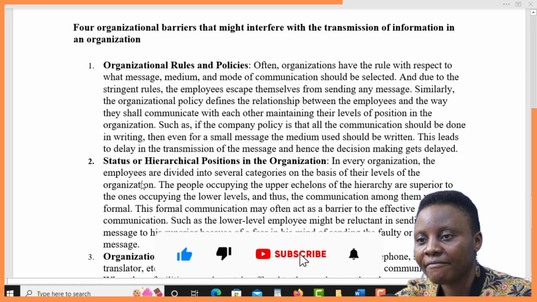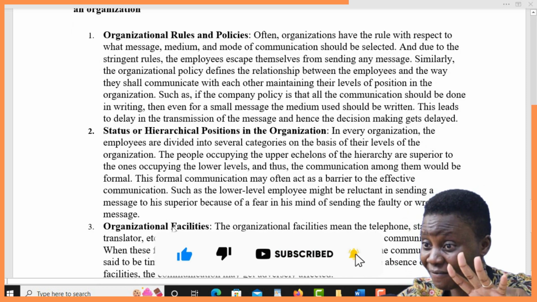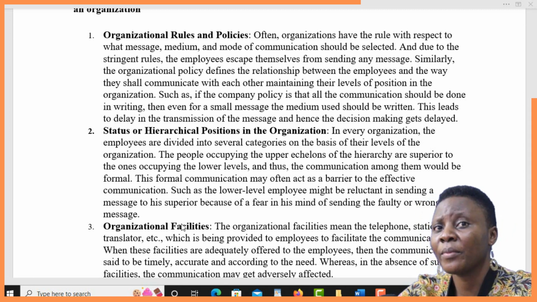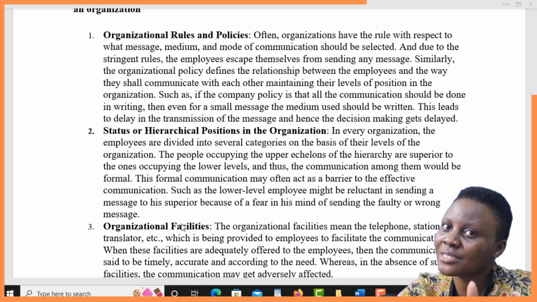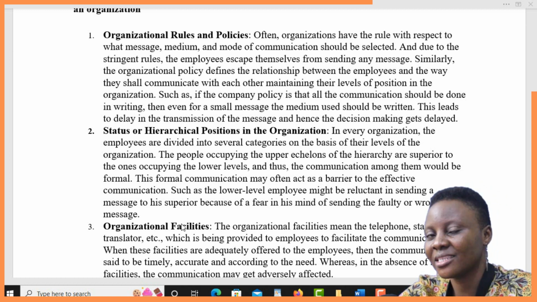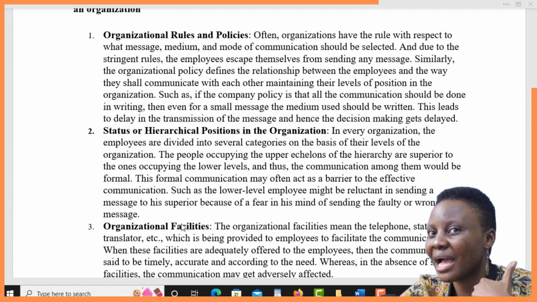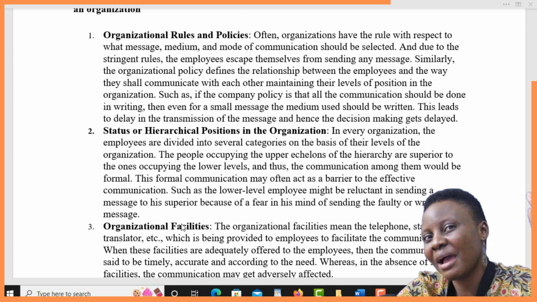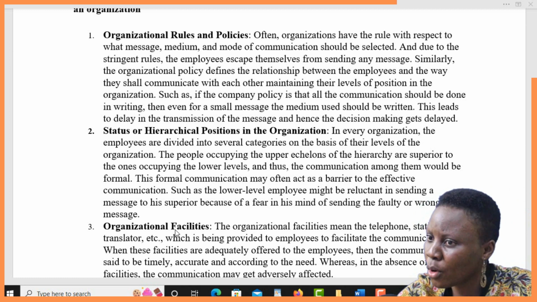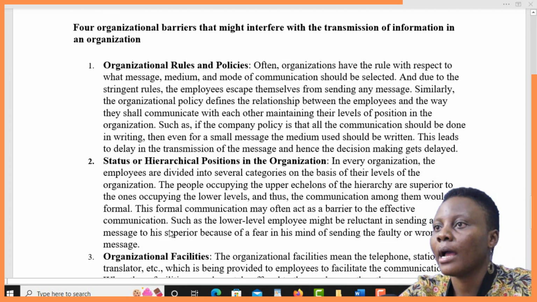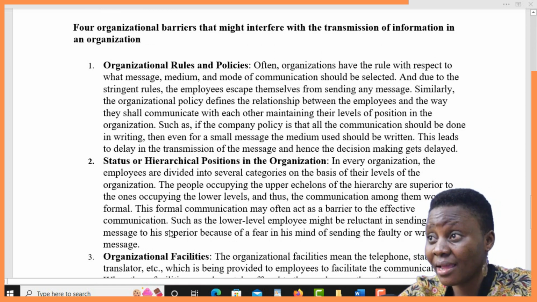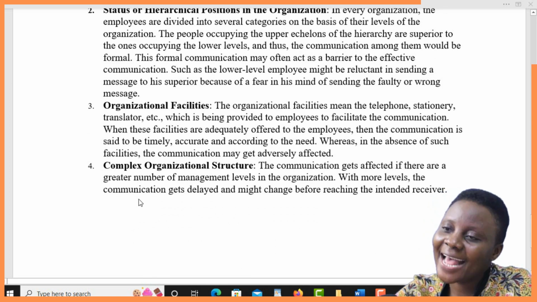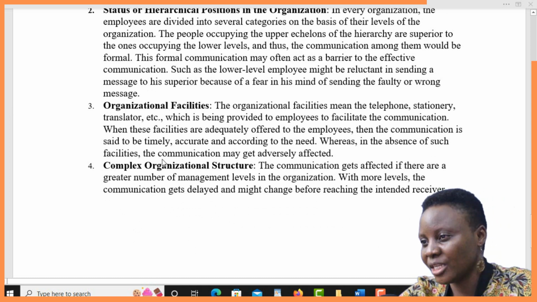And then you also have number three, organizational facilities, the ones that are used to communicate. How do people communicate? If you are told you only communicate through a suggestion box, that means you have to communicate through the suggestion box, even if the kind of communication you have is not supported by the suggestion box. That means you have to stay with it and never communicate it. So organizational facilities can also act as a barrier in transmitting information in the organization. Last but not least, you have complex organization structure.